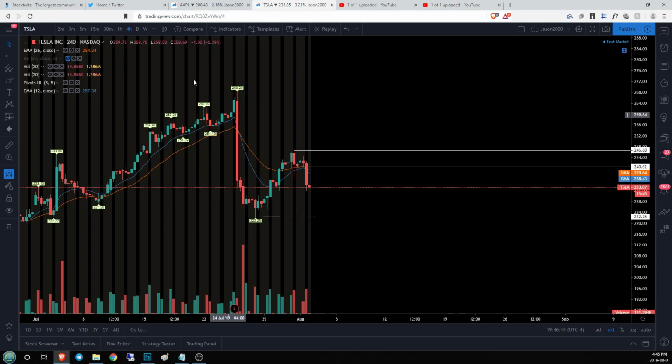But right now, it's looking like we are seeing some continuation of the downside after that weird head and shoulders pattern.